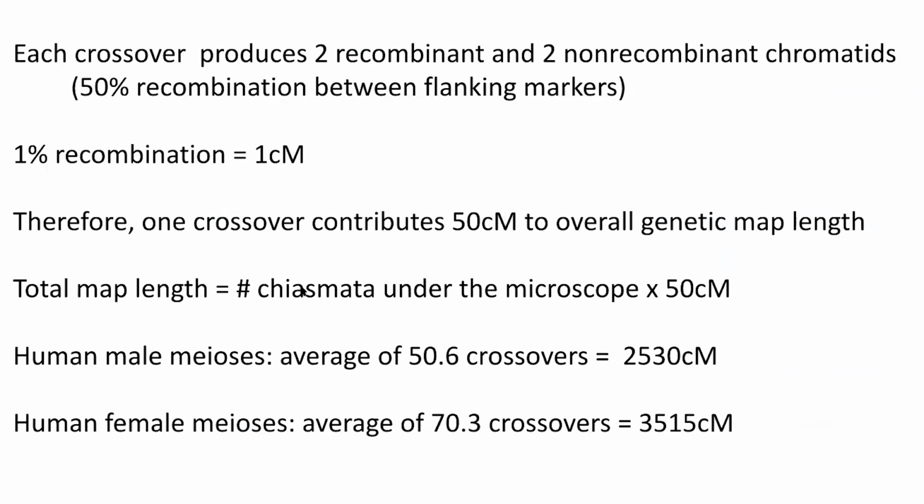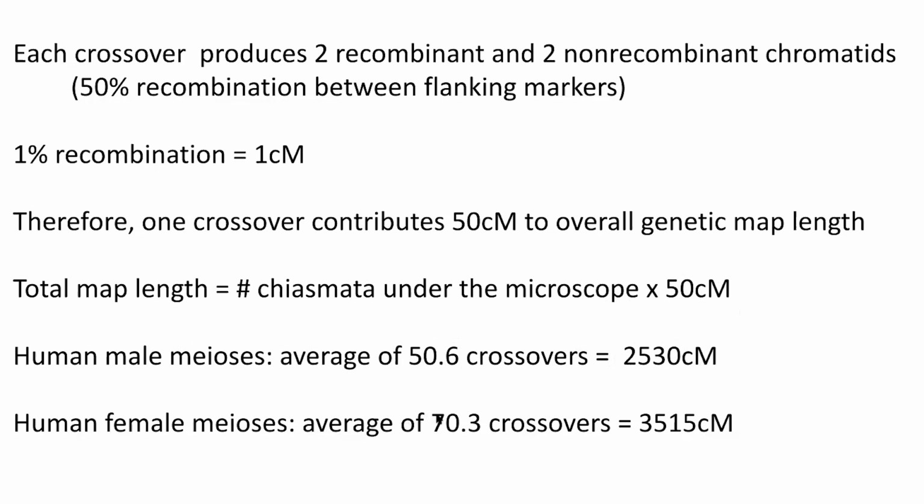That means we can look under the microscope at the chromosomes, see the number of crossovers, the number of chiasmata, and multiply that by 50 centimorgans. That's going to give us the total genetic map length for the genome. So if we look in humans, we see about 50 or so of these chiasmata on average. Multiply that by the corresponding recombination fraction of 50 centimorgans, and this gives us a total map length in the genome of about 2,500 centimorgans.